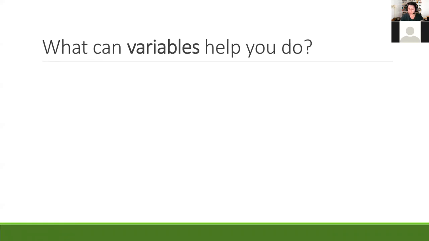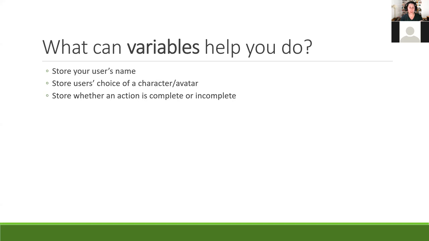Now, variables are used in conjunction with triggers. As we saw in the demo, variables can store your user's name. They can store your choice of a character or an avatar. They can store whether an action is complete or incomplete. For instance, I had something happen once a user visited all three modules. I actually used several variables to make that happen. I'll show you how I did that. It can store numbers. You can do simple calculations if you wanted to. You can do custom quiz games or trivia games, and you can do so much more, but those are the basics.